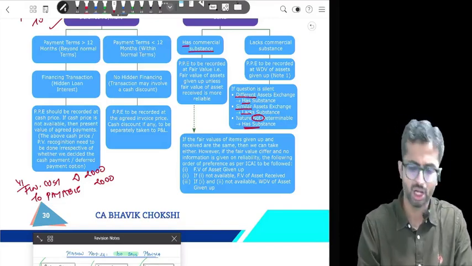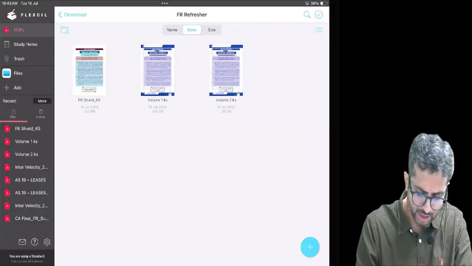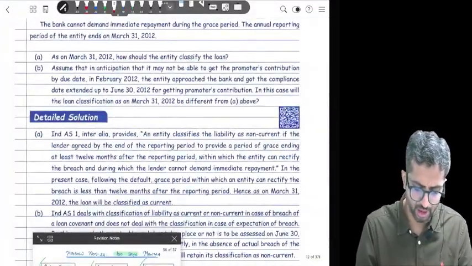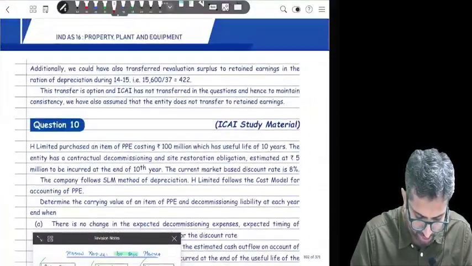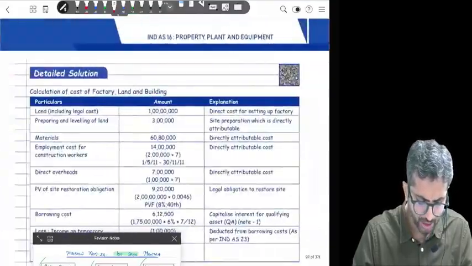Are we clear? Acha, we'll try a couple of questions on this and then go further. So in your volume 1, we will do a few questions pertaining to this section on PP.